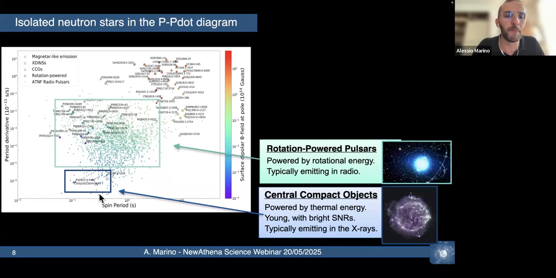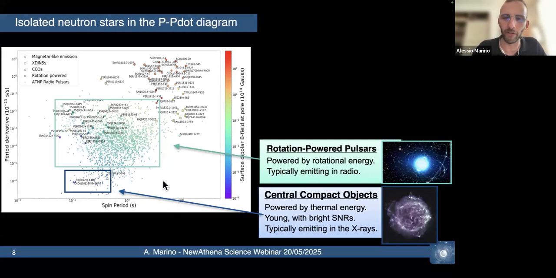We then have a population of central compact objects. They are here in the bottom. They are young, actually. They are still associated with their supernova remnant. Actually, they're at the very center of the supernova remnant. That's why they're called like that. They typically emit in X-rays, and they emit purely thermal spectra. We don't really see pulsations from these objects, with a couple of exceptions, and they have very low magnetic fields. This is kind of a mystery on its own. Indeed, they are sometimes called failed magnetars or anti-magnetars.